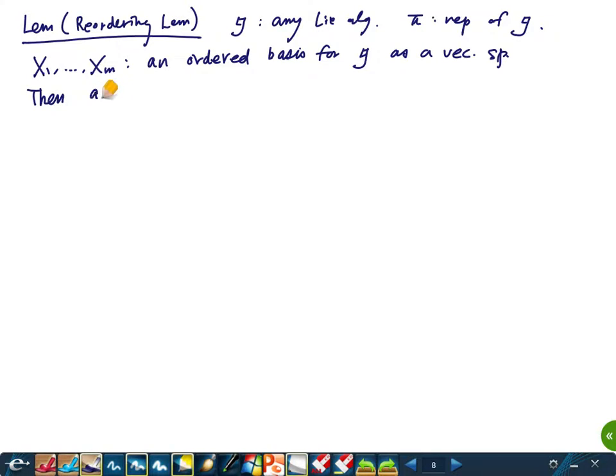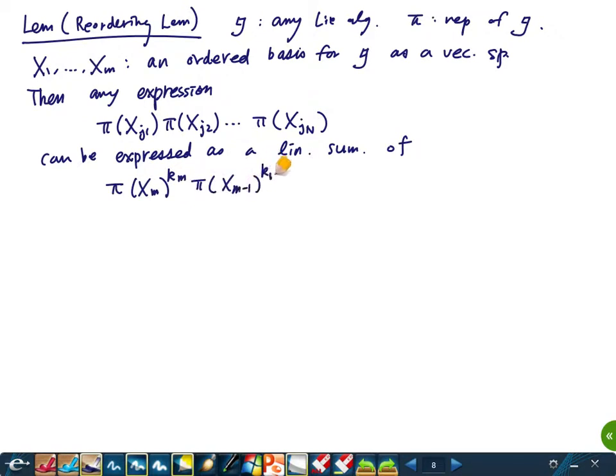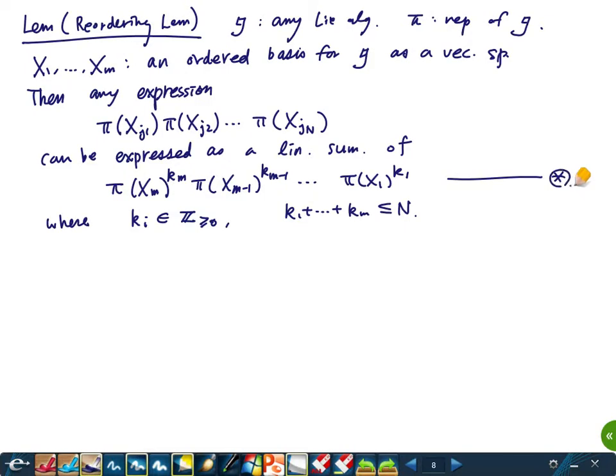Then, any expression pi(x_{j1}) pi(x_{j2}) ... pi(x_{jN}) can be expressed as a linear sum of things like this, where these k's are non-negative integers and their sum is less than or equal to N. We're going to call this a star condition or star expression.